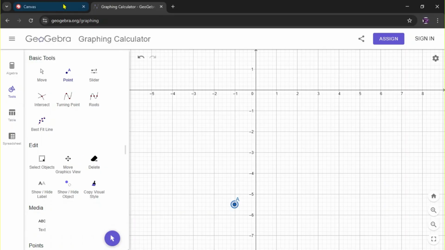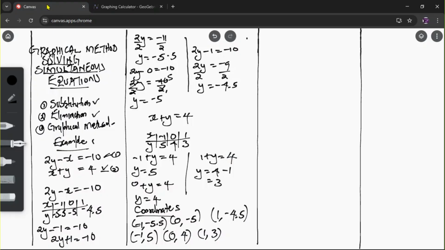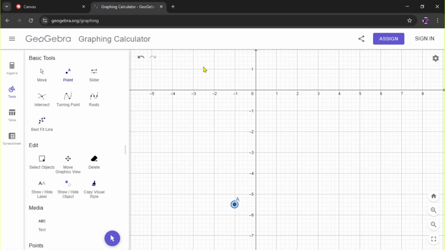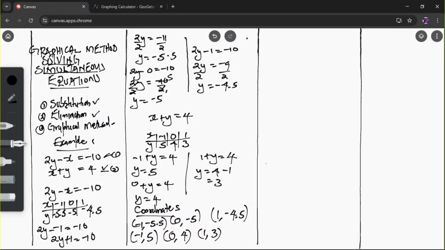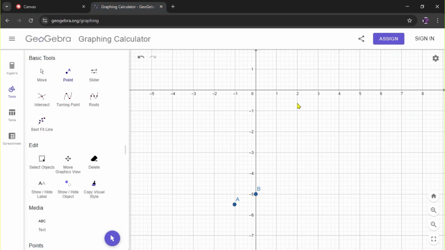The second one is 0, minus 5. I have 0, minus 5. I have the second coordinate. And the last one is 1, minus 4.5. 1 is here, minus 4.5. So the value is supposed to be somewhere there.